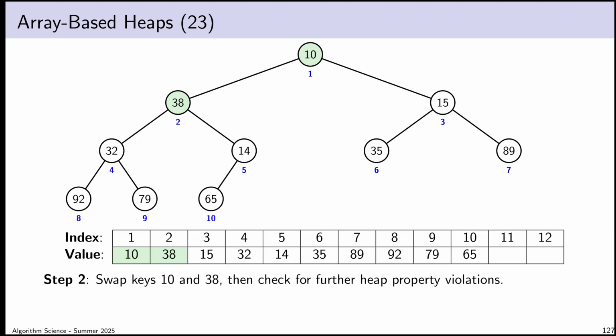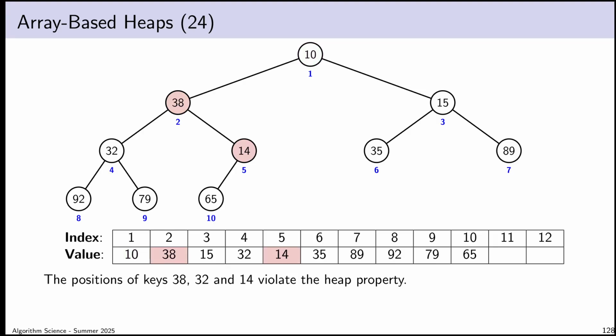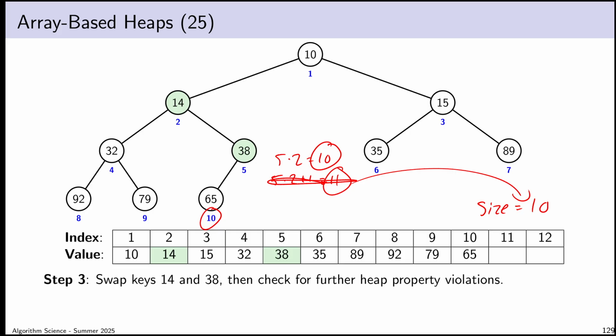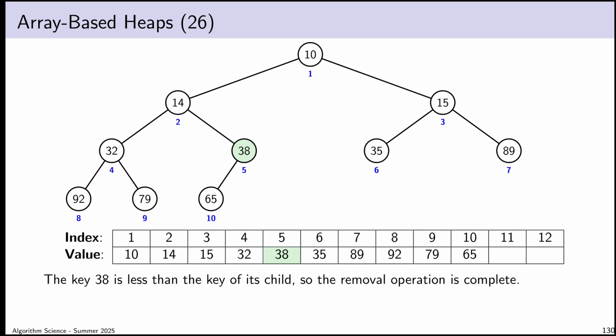Now I look at the two children of the node that contains 38, which is node 2. The two children are 2 times 2 is 4, 2 times 2 plus 1 is 5. And I notice that 14 is less than 38, so I swap. I now look at, well, there aren't two children of the node with index 5. How do I know that? Well, let's take a look. So I know that the current size of my heap is 10. Okay, so the two children are, so 5 times 2 equals 10, and 5 times 2 plus 1 equals 11. But since 11 is greater than my current size, I know that this isn't actually a real node. There is no right child. And my bubble down operation can just have an if statement to check for this. So the only node I have to look at is node 10. And I see that 38 is less than 65, and so my removal is complete.